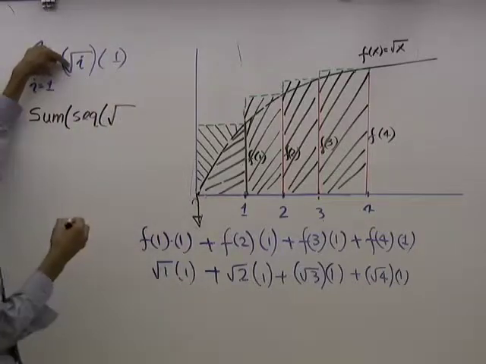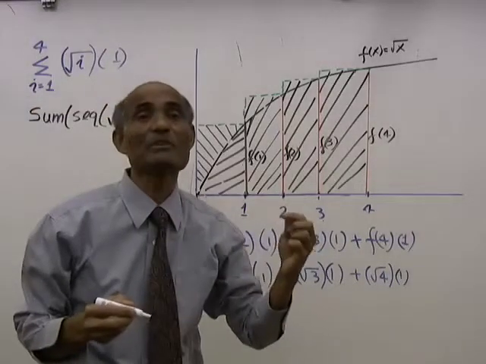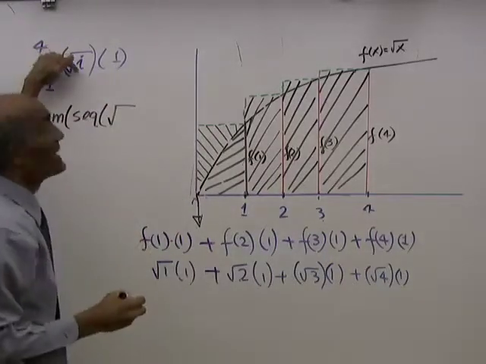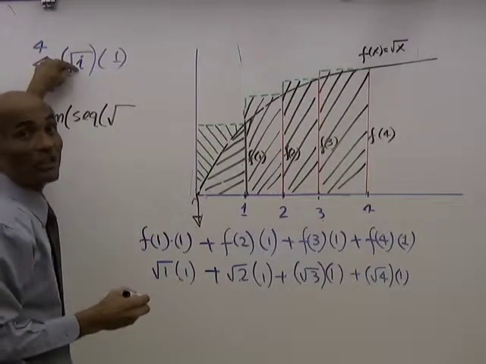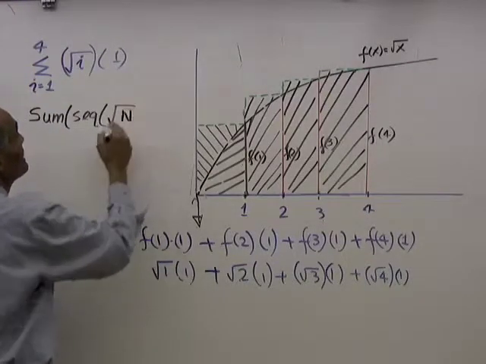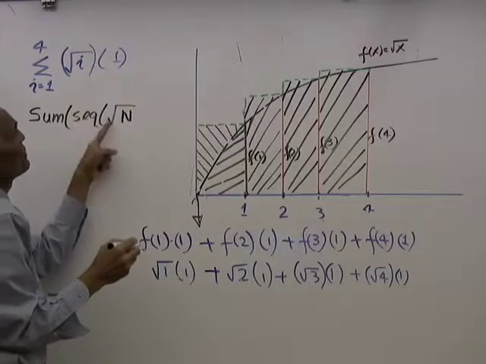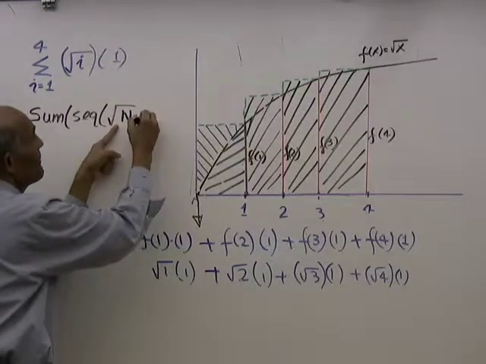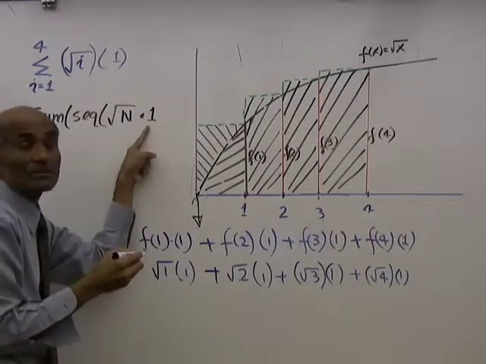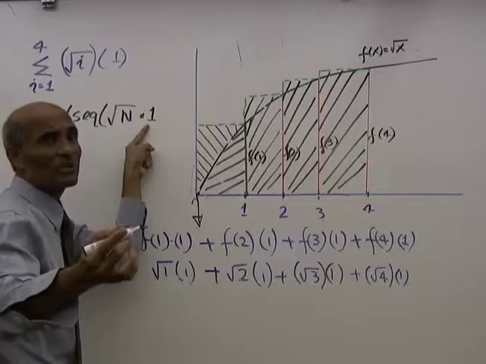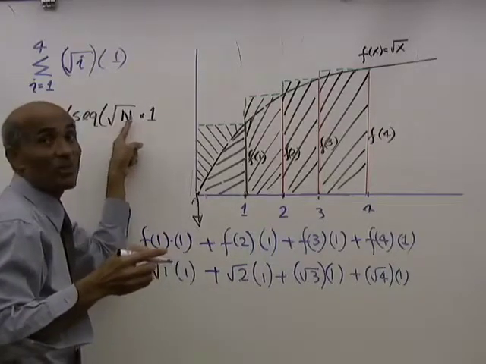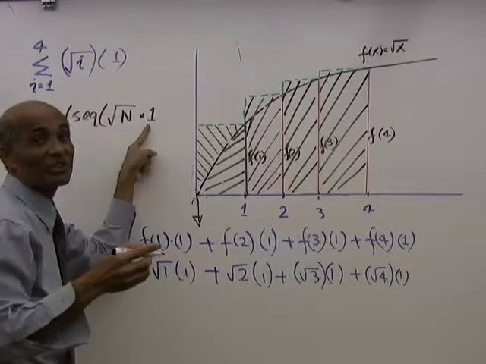Now, in the calculator, in place of i, we will use n. That's much easier. So remember, the i that we use for constructing the sequence is going to be n in the calculator. So, sum sequence square root of n multiplied by 1, that's our delta x. I'm writing it, multiplying by 1 doesn't make a difference, but you must understand that it is the height multiplied by the width, the delta x.